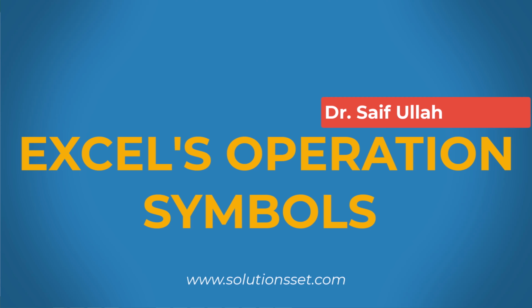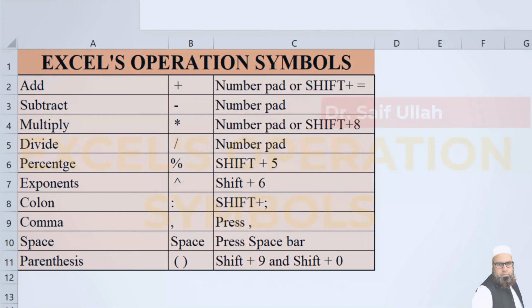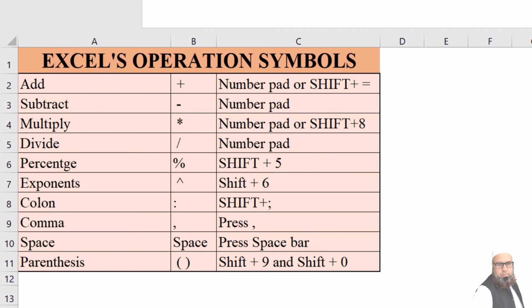We can use different mathematical as well as logical symbols in formulas. For writing formulas, Microsoft Excel has a standard set of math operators for performing addition, subtraction, multiplication, and exponentiation. The symbols used for these operators are: for add, we will use plus sign, and it can be placed by using shift plus equal to, or we can use number pad if we have. For subtraction, we can use number pad, or for multiplication, we can press shift plus 8 or use number pad. For division, we can use number pad.